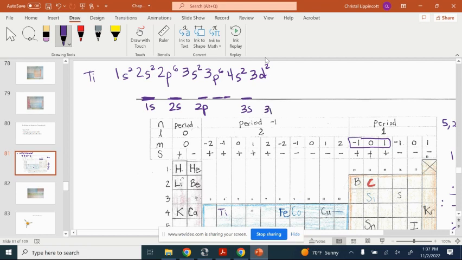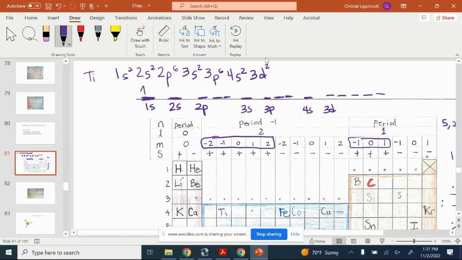My 3p gets how many blanks? 3. 1, 2, 3. Then I'm going to do 4s. That gets 1 blank. And then 3d gets how many blanks? 5. And that stands for these orbitals. So if you forget how many blanks you need, all you have to do is look and see how many M numbers you have in that section. And that tells you how many blanks you need. So it's going to be 1, 2, 3, 4, 5.